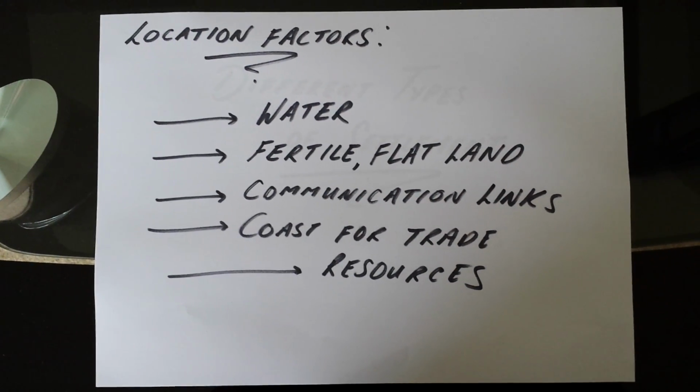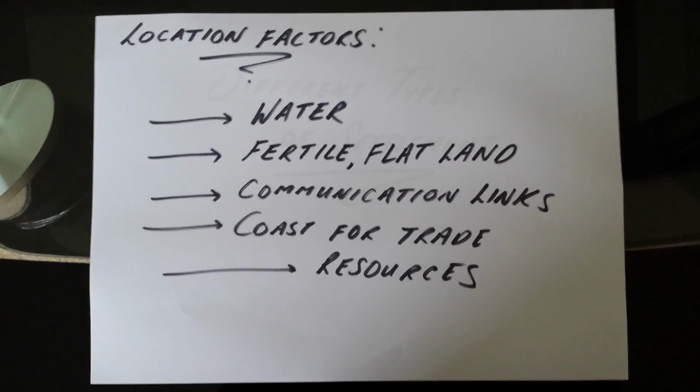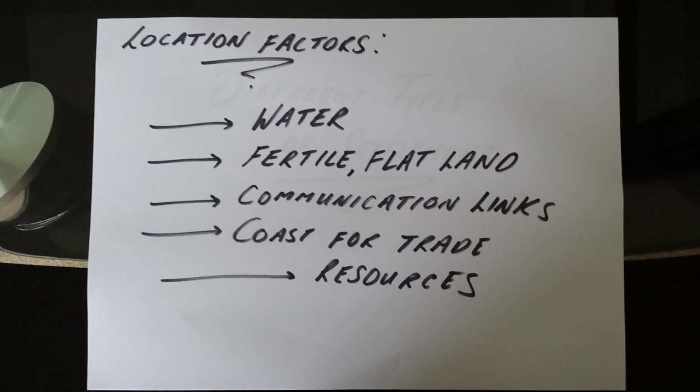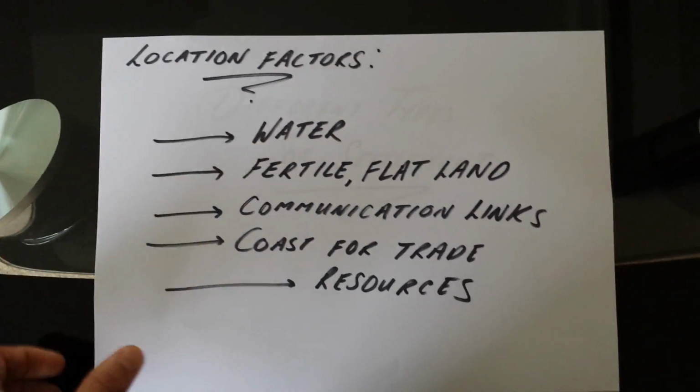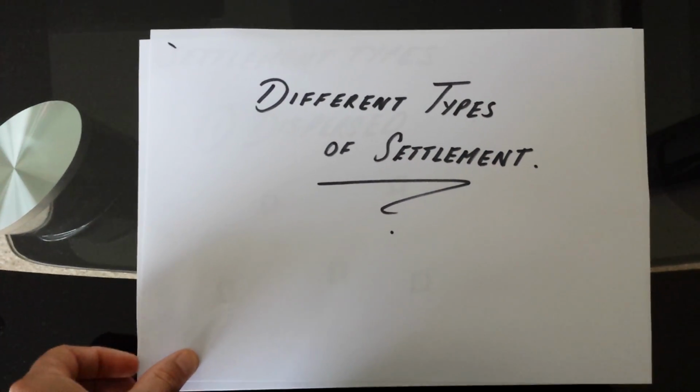Some settlements are located near the coast in order to be able to encourage economic development and trade of goods, and also near resources that could be coal, oil, wood, all sorts of different things like that. Now this video, or today's lesson, looks at the different types of settlement.